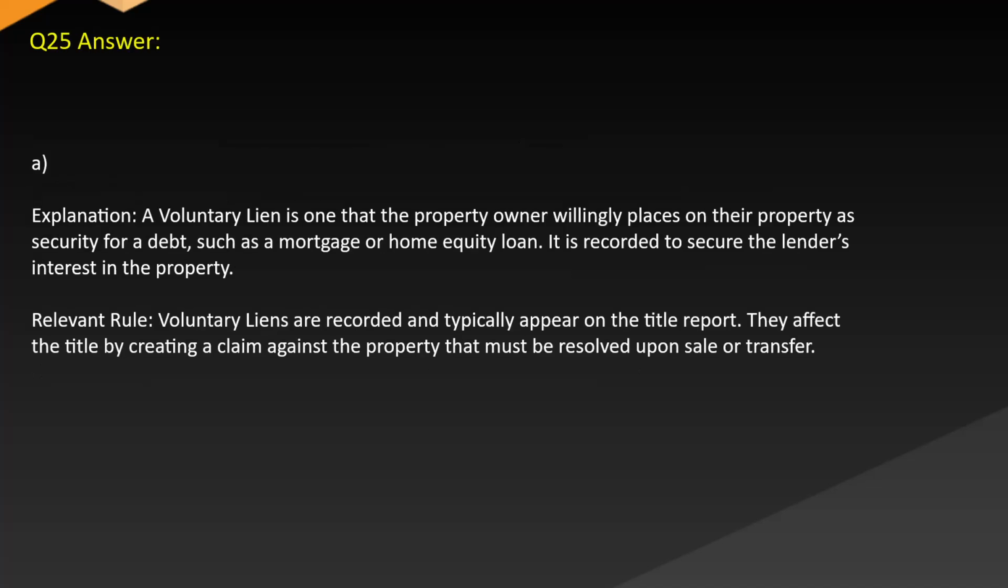Answer A. Explanation. A voluntary lien is one that the property owner willingly places on their property as security for a debt, such as a mortgage or home equity loan. It is recorded to secure the lender's interest in the property. Relevant rule: voluntary liens are recorded and typically appear on the title report. They affect the title by creating a claim against the property that must be resolved upon sale or transfer.